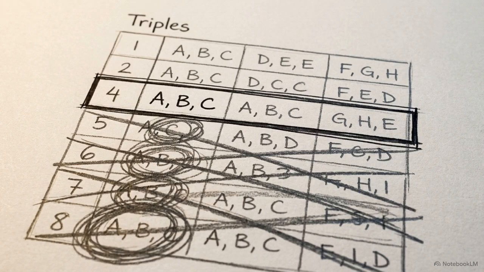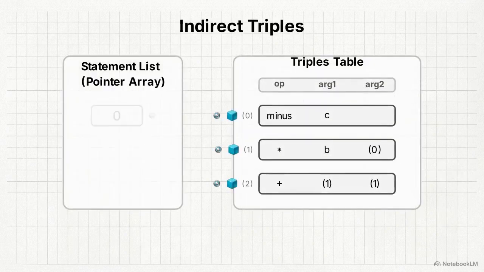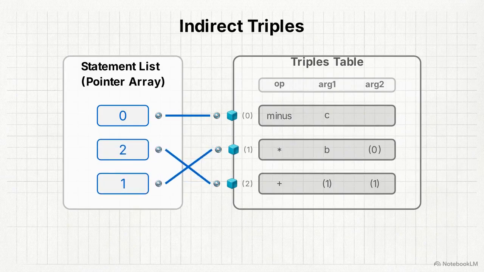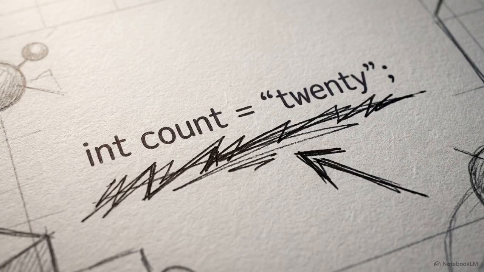While triples save space, they create a constraint during optimization. Because instructions reference specific index numbers, moving one statement requires updating every subsequent reference. The industry standard solution to this problem is a hybrid structure called indirect triples. Indirect triples use a completely separate array of pointers to index the underlying triples. The data remains static, while the pointers do the navigational work. Indirect triples allow compilers to reorder execution logic by simply shifting lightweight pointers, avoiding the heavy data movement required by standard triples.